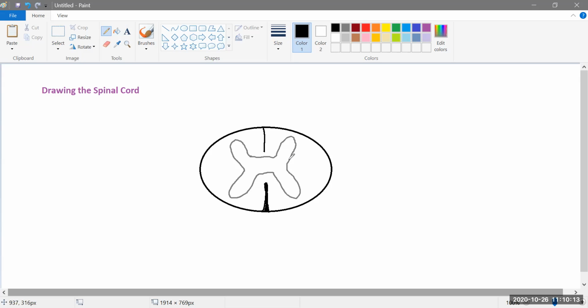Some segments of the spinal cord have little bump outs right here. Those are called lateral gray horns. Also in the center of the spinal cord, we've got the central canal, which would be filled with cerebrospinal fluid, and that's located in an area of the gray matter called the central commissure. I'm sorry, the gray commissure.